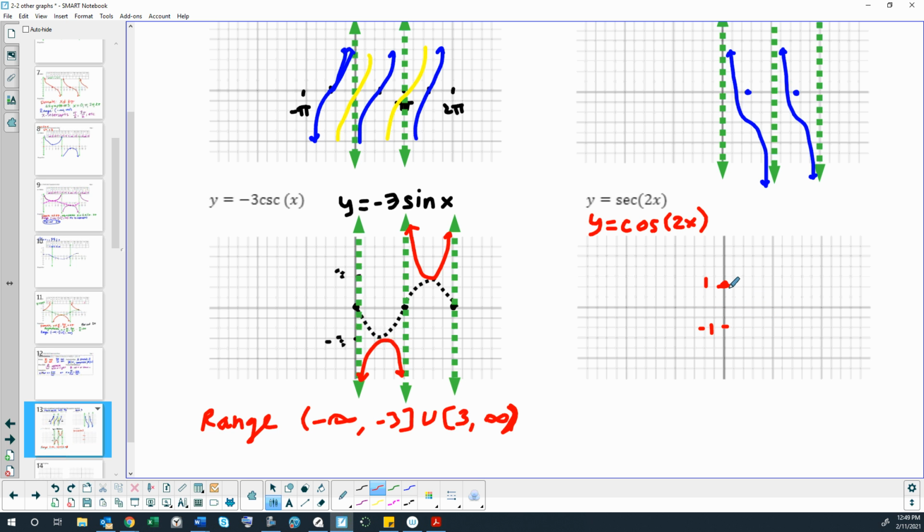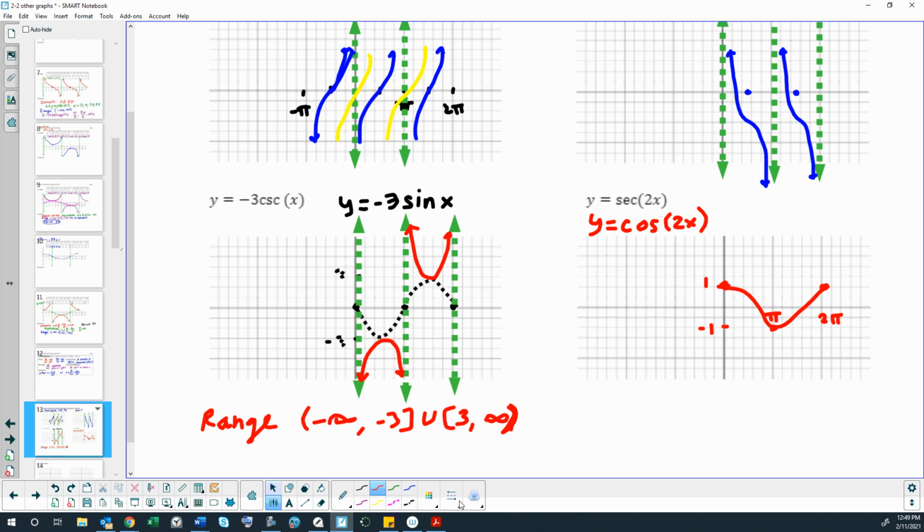So I'll have a point here and a point, if this went clear over to 2 pi, let's call this 2 pi and call this pi, it would be at 1 at 0 and at -1 at pi and then back up to 1 at 2 pi. So our graph would go in there. Oh, that wasn't a great graph, but hopefully that makes sense.